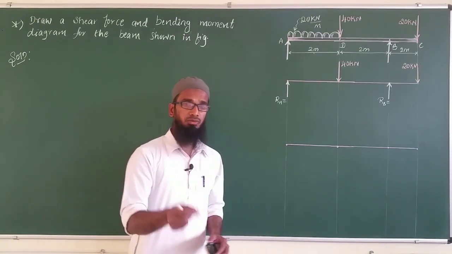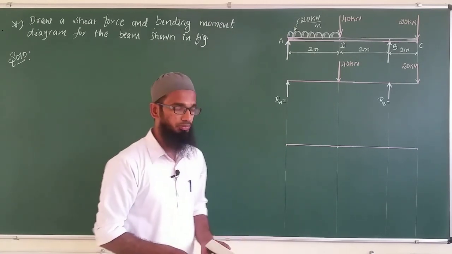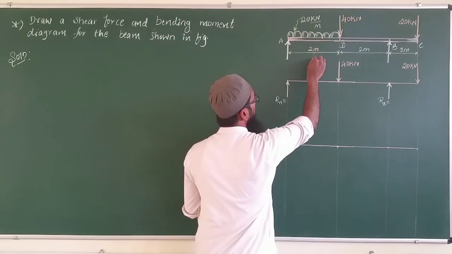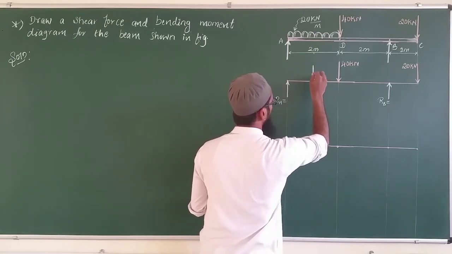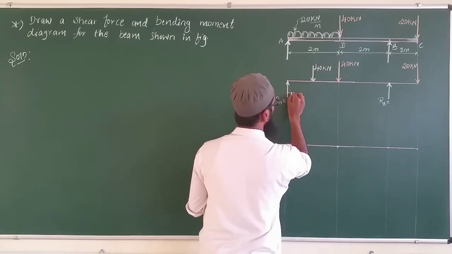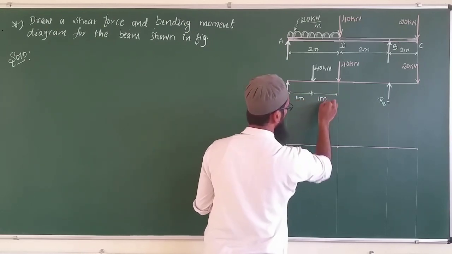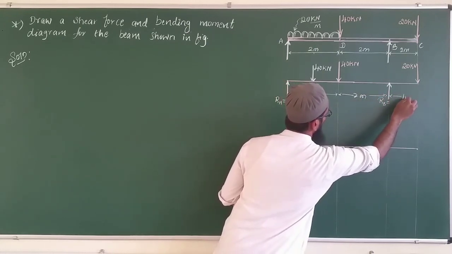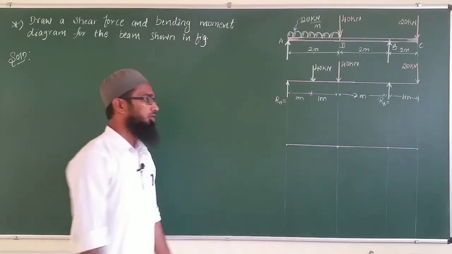Now I need to find where it is exactly acting. A UDL always acts exactly at the center. So this 20 into 2, 40 kilonewton, acts exactly at half of this length. This is our converted point load, converted from the UDL. This is 1 meter, this is 1 meter, so 2 meter totally as given, and the remaining here is 1 meter. This is how we have converted the UDL into a point load.